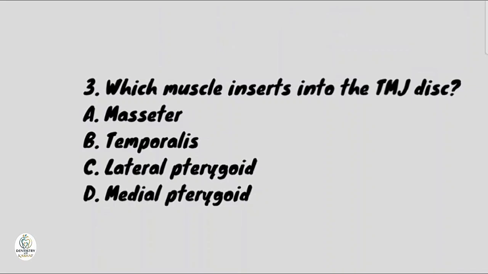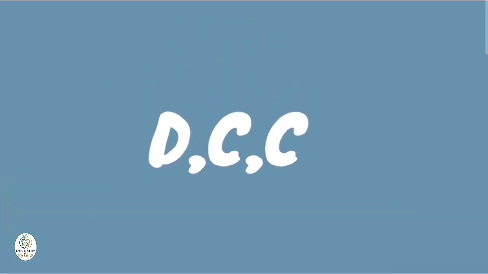Okay, the third: which muscle inserts into the TMJ disc? Very easy. I was telling you again and again in that slide to focus on that point. Masseter, temporalis, lateral pterygoid or medial pterygoid? Which one is the best option? Note it down. Okay, so this is the correct answer. You can match and tell in the comments whether you score 3 out of 3, 2, 1 or 0. I don't think anybody can score 0 because I have already discussed all the points in the lecture, if you listened carefully.